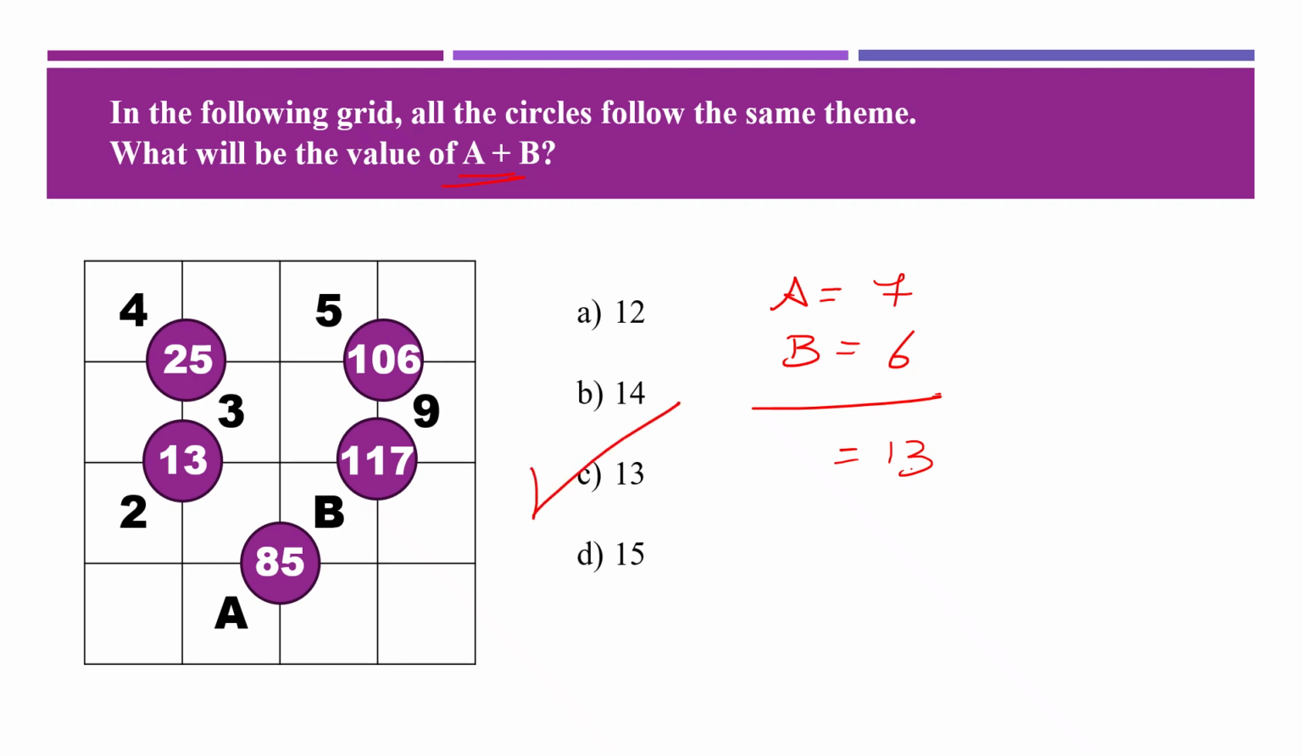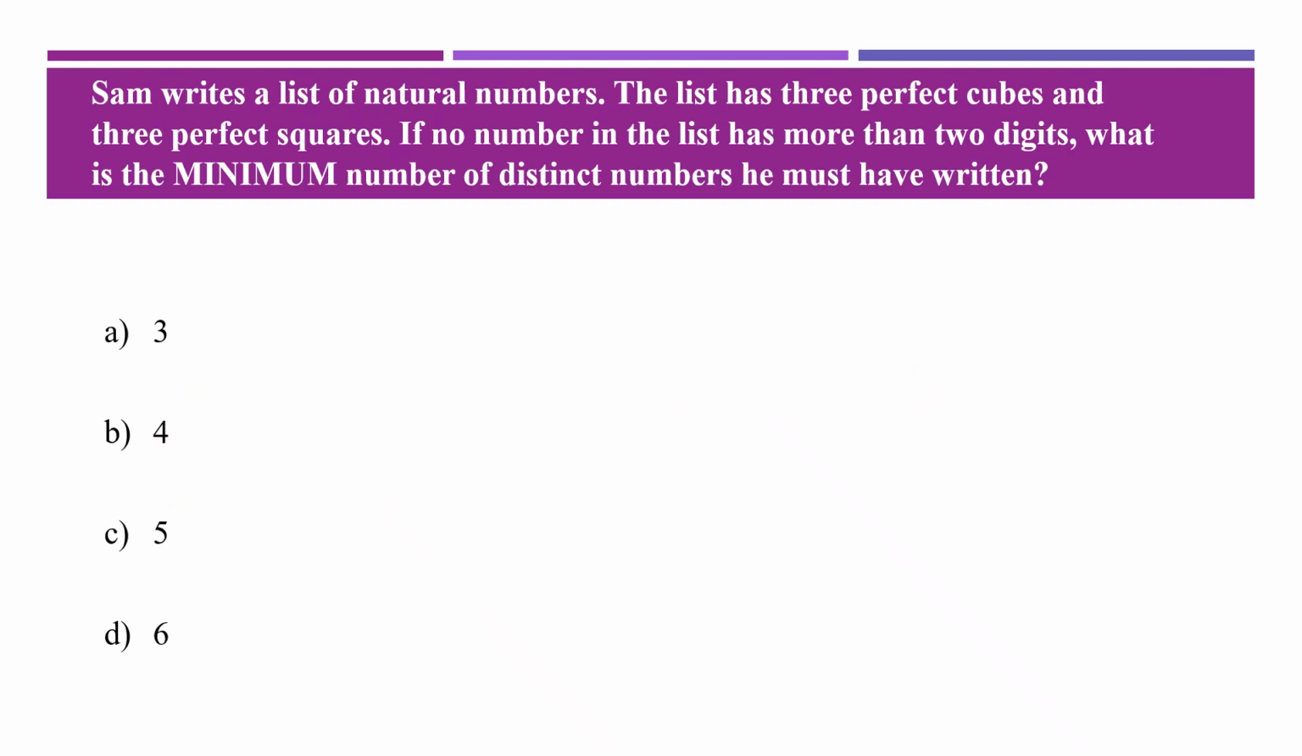Great. Moving on to the next question. Sam writes a list of natural numbers. The list has 3 perfect cubes and 3 perfect squares.